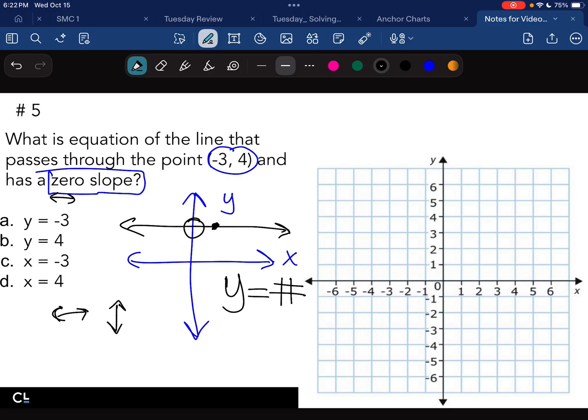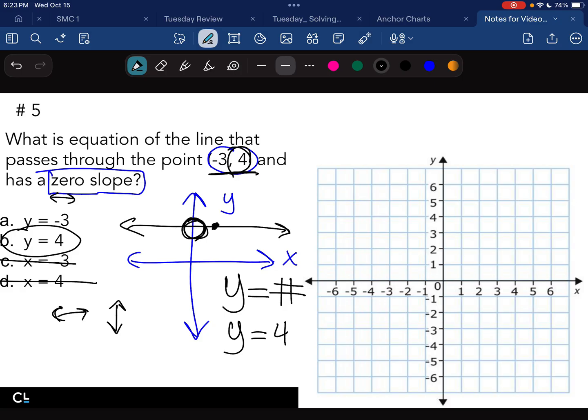So I can get rid of C and D, because if it's horizontal, it crosses at the y-axis. So if it's crossing at the y-axis, that's what your equation is going to be. Now, I don't have the grid, so that's why that point is going to be important. All I care about is my y value, because it's y equals. What is your y equaling to? And here it says 4. So my equation is y is equal to 4. So the correct answer is B.